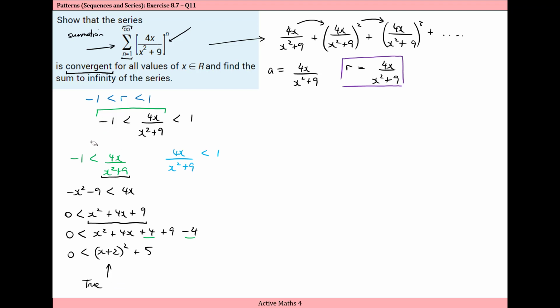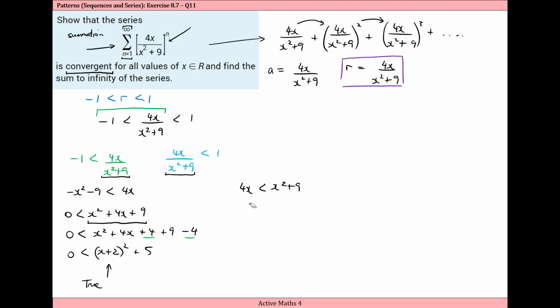And so I've shown that the left-hand side of my compound inequality is true. Let's do the same thing for the right-hand side. So we write it out first of all. I'll multiply both sides by x squared plus 9. Again, we know that's positive, so it won't change the direction of the inequality. So I have 4x is less than x squared plus 9.